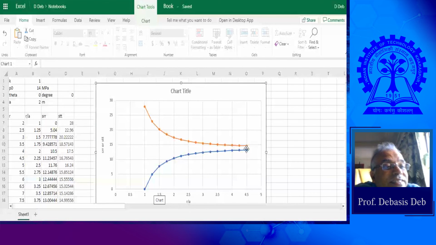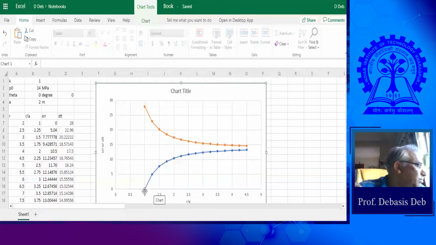It is tending to the in situ stress. Yes, it is going towards the in situ stress. So the blue one is my radial stress. So why is the radial stress 0 right at the boundary? If you see the equation, you will know, because there r is equal to a. So all the terms become 0.